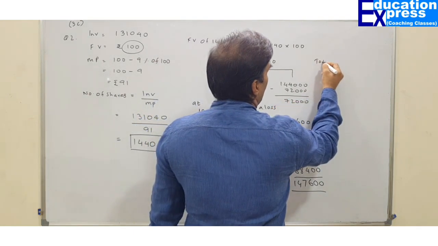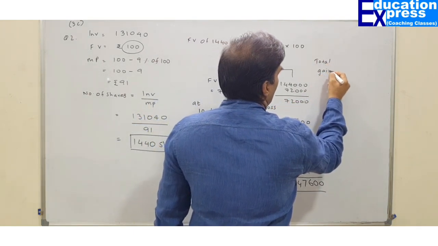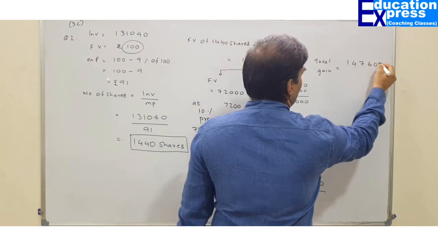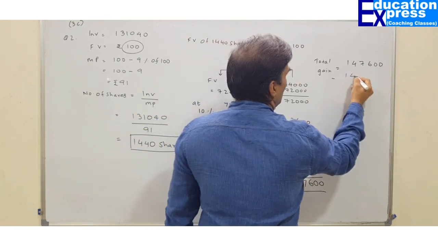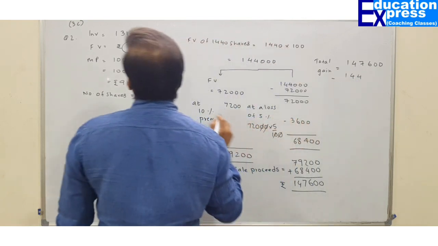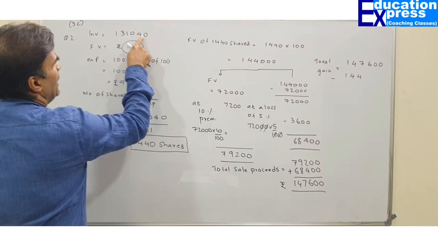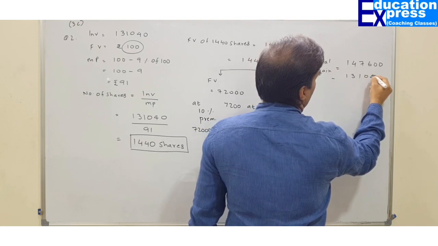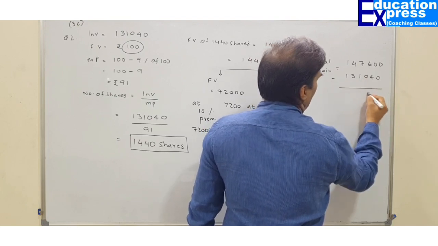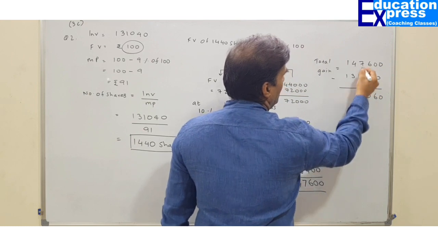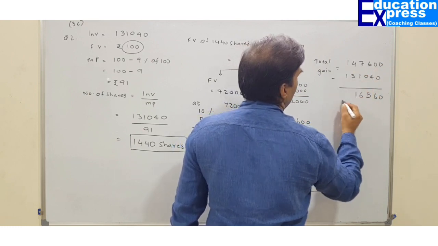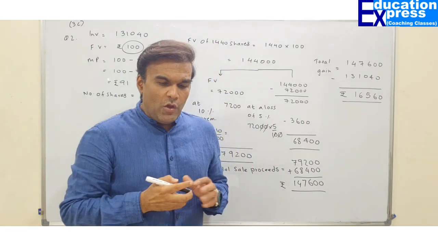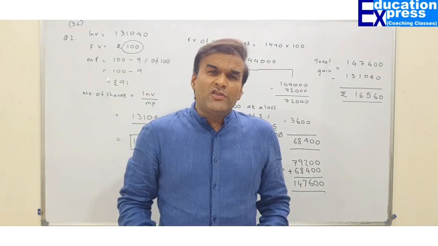So my total gain is going to be my total sales 1,47,600 less my total cost. How much was my total cost? 1,31,040. So that will give me 16,560. So my dear friends, the question was quite simple.